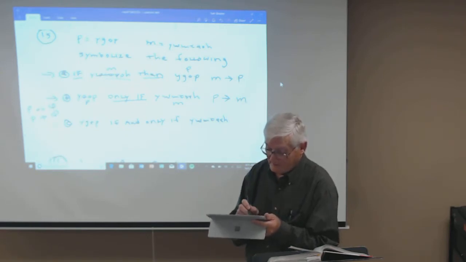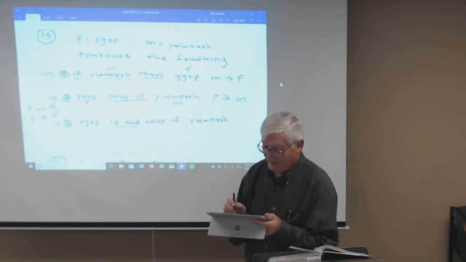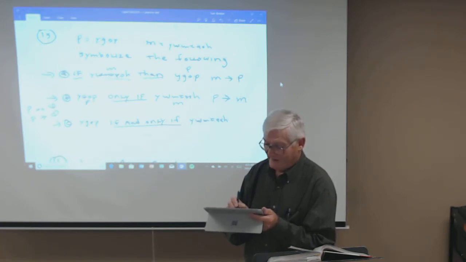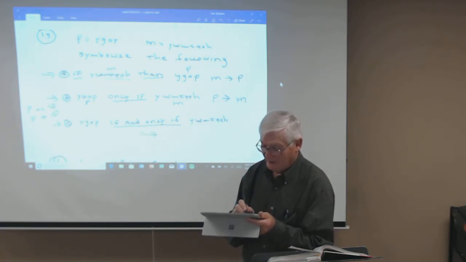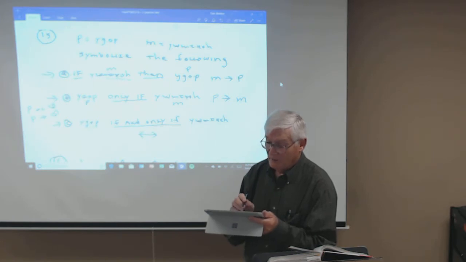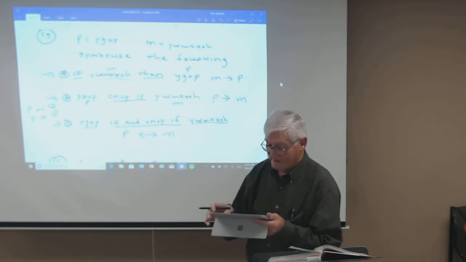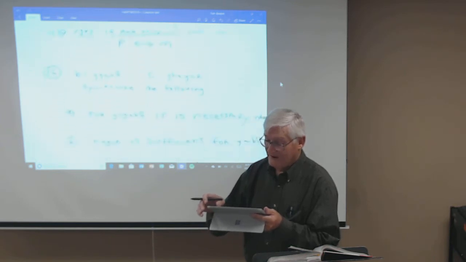C, you get overtime pay if and only if. What's the symbol for if and only if? Arrows in both directions. And what goes over here? What you get overtime pay? P. And what goes over here? M. Okay? Good. Number 16.